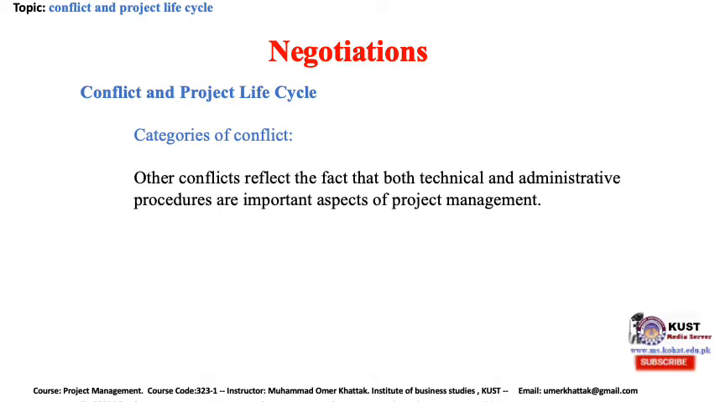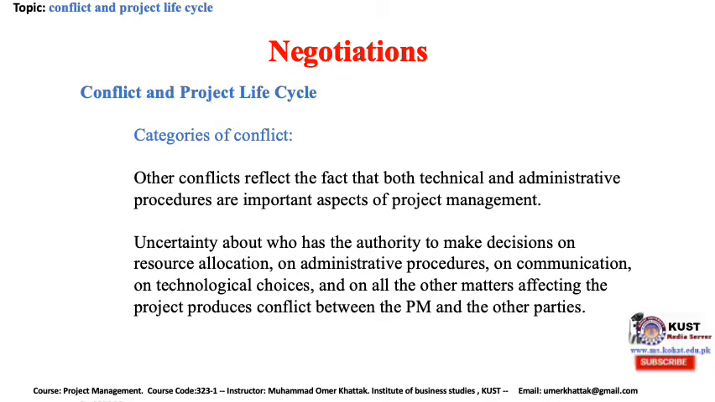Other conflicts reflect the fact that both technical and administrative procedures are important aspects of project management. Uncertainty about who has the authority to make decisions on resource allocation, on administrative procedures, on communication, on technological choices, and on all other matters affecting the project produces conflict between the project manager and the other parties.